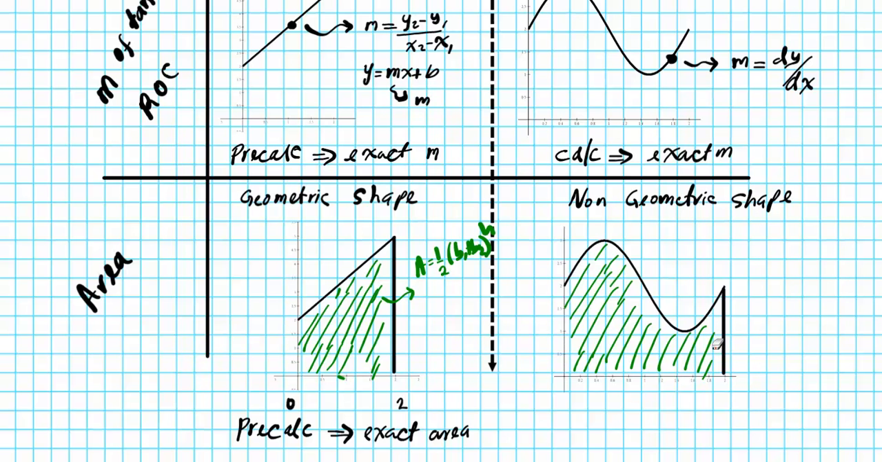Okay, and if you want to find this area, it is basically represented by the integral. All right, so the derivative helps you find the rate of change or slope of a function that's nonlinear, and the integral helps you find the area of a region that's not geometric.